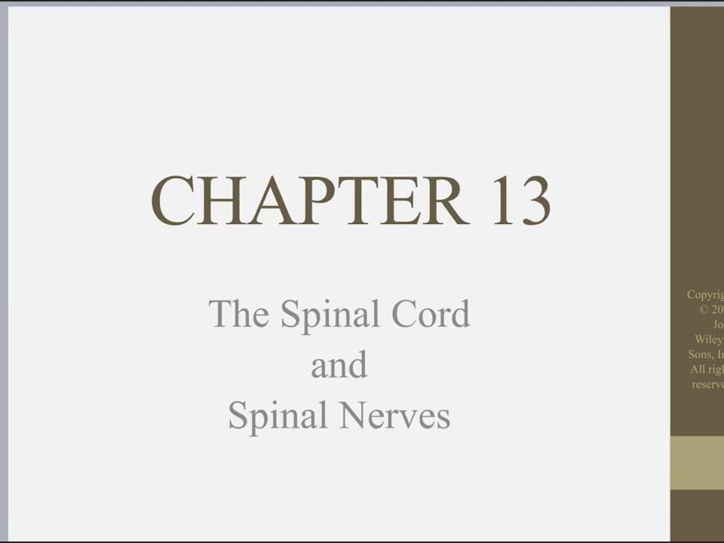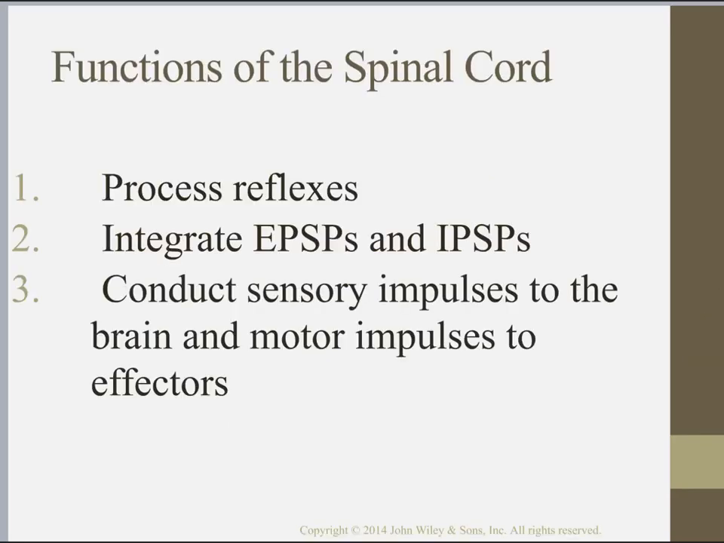Chapter 13, the spinal cord and spinal nerves. Let's start this chapter by discussing the functions of the spinal cord. The first function is to process reflexes. The second is to integrate excitatory postsynaptic potentials and inhibitory postsynaptic potentials. The third is going to be to conduct sensory impulses to the brain and motor impulses to the effectors.